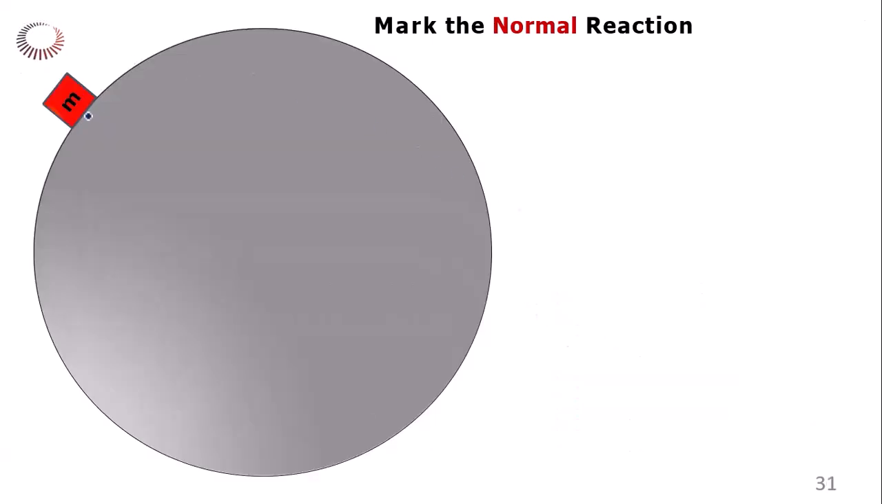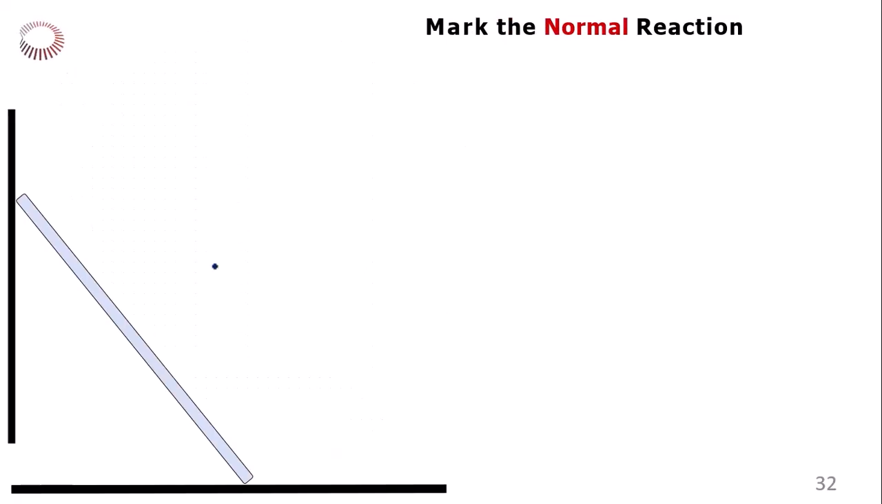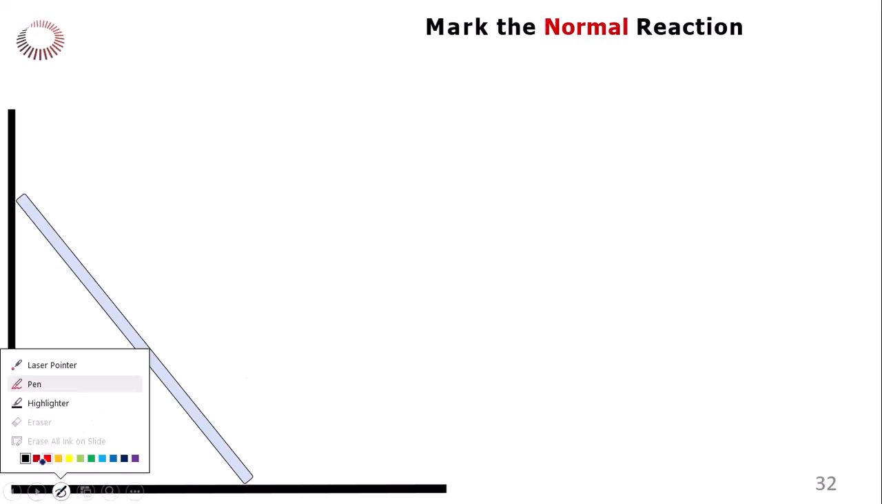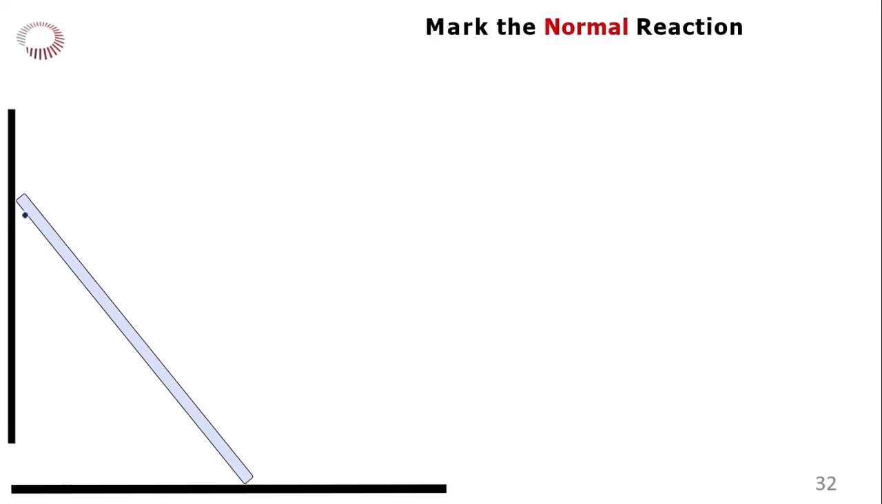Here, if I draw the normal on the surface, it is in this direction. That means if I project this force, it should pass through the center of the earth, because the earth is a spherical body. Now say there is a ladder resting on the ground with one part resting on the wall. These two points, A and B, are touching.